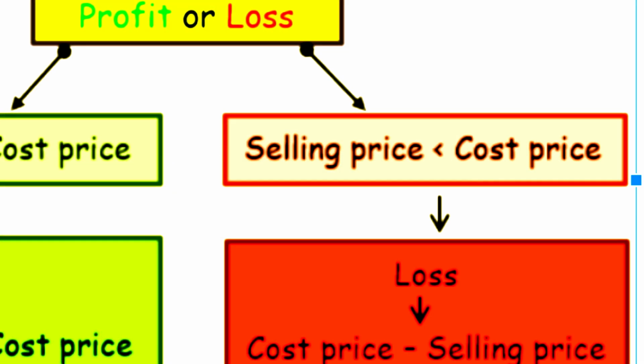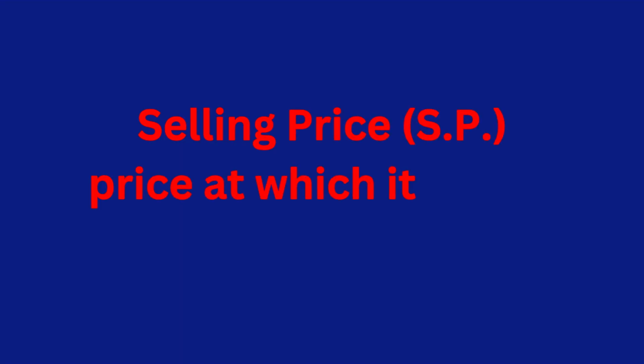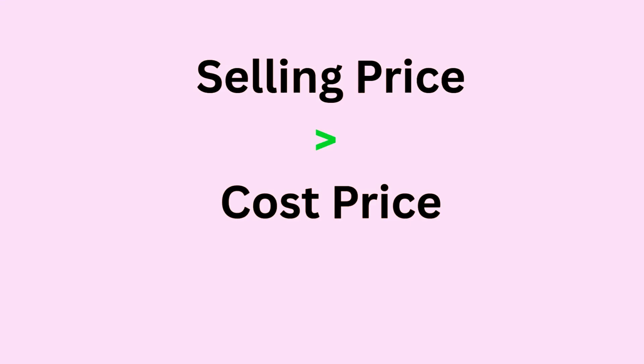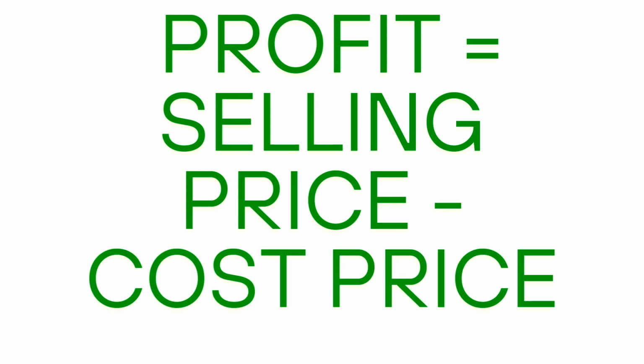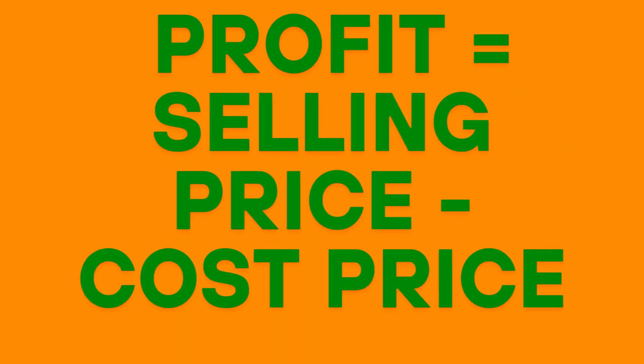There are two important terms, cost price, CP, which is the price at which something is bought, and selling price, SP, which is the price at which it is sold. If the selling price is greater than the cost price, then we get a profit. To find out how much profit is made, we just subtract the cost price from the selling price. Profit is equal to selling price minus cost price.